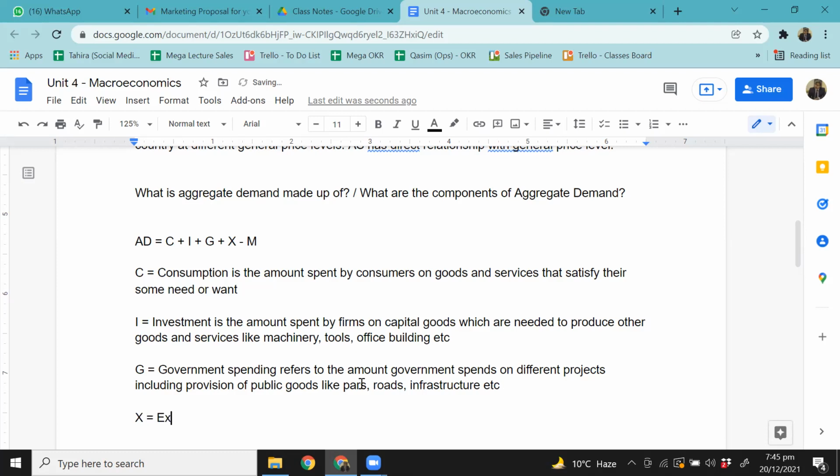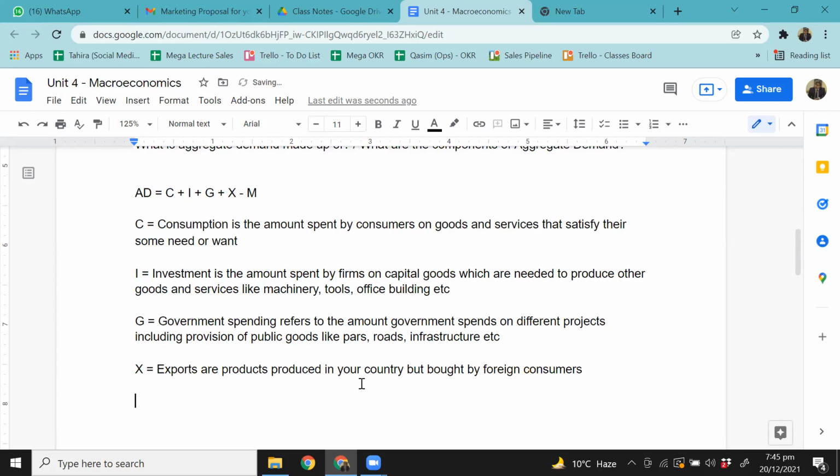And what are exports? Exports are products produced in the country but bought by foreign consumers. So that's what exports are. Then comes in imports. Imports are products produced in foreign countries but consumed in the country. Got it? Easy?